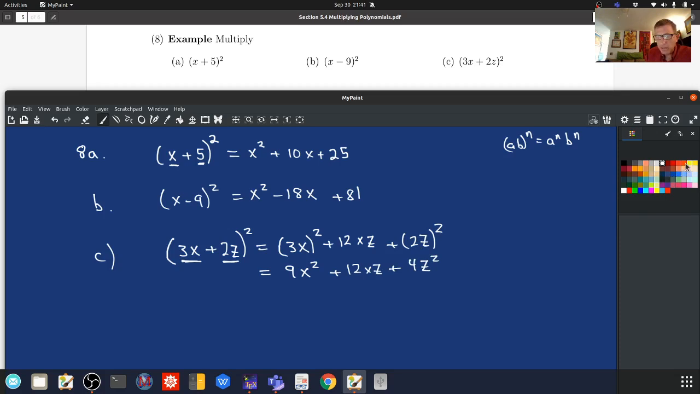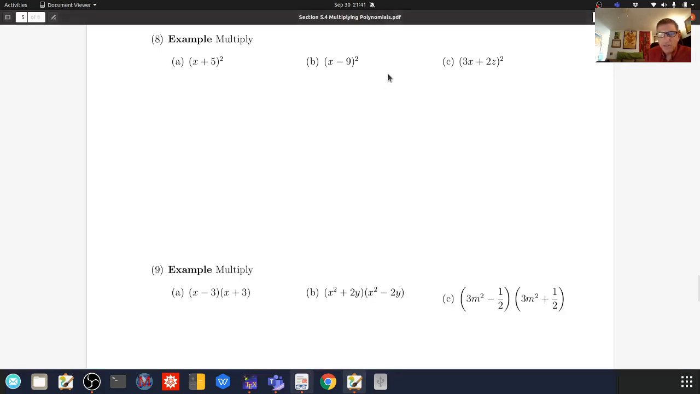So here is my warning. This causes problems. The most common mistake is you will write down 3x squared and 2z squared. But that's not using this rule, and that's the reason I put these terms in parentheses. It's the entirety of the first term that is squared. It's the entirety of the second term that is squared.